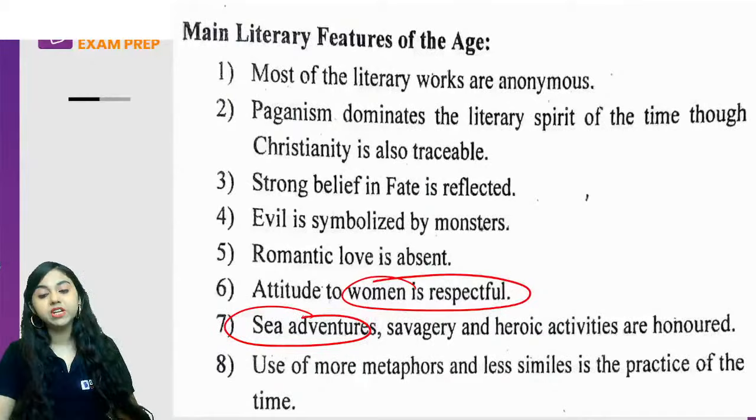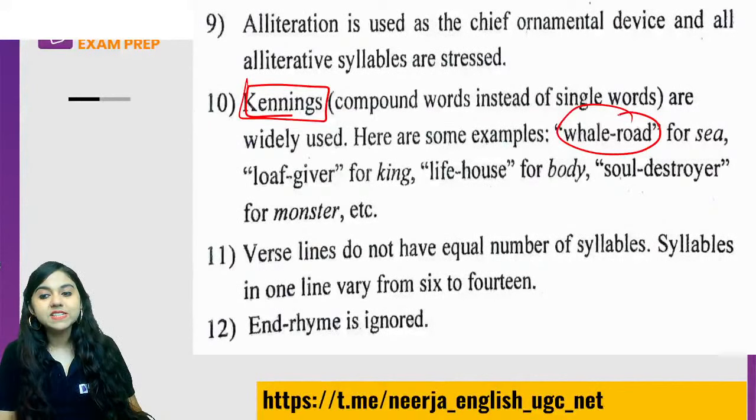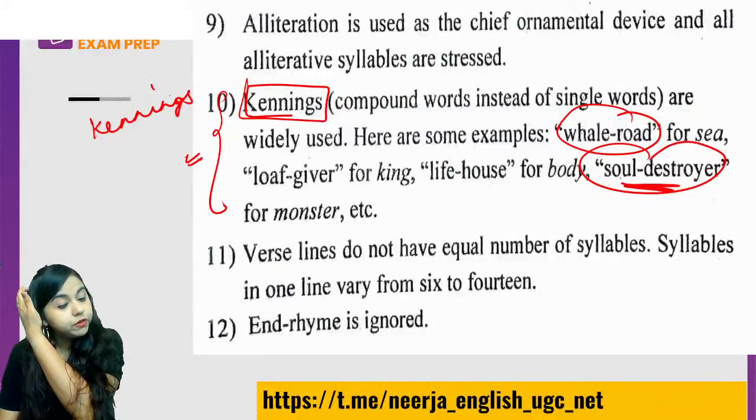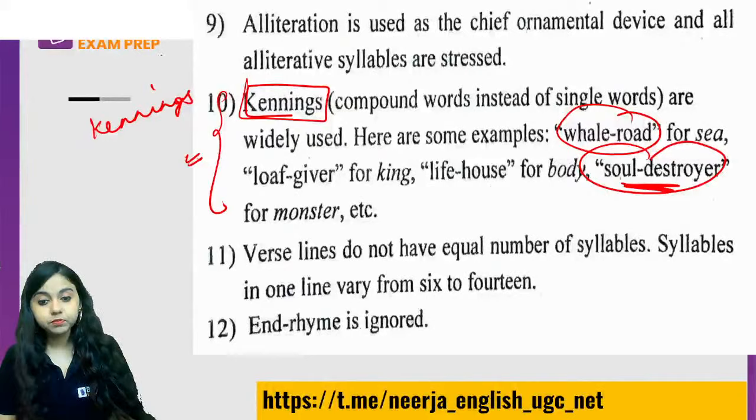Kenning is taking place. Whale-road instead of saying sea. Soul-destroyer instead of saying monster. So you're joining two words together in order to talk about one word. Kenning, the process. Kennings are very, very popular over here. Please remember that. This is something which is important.